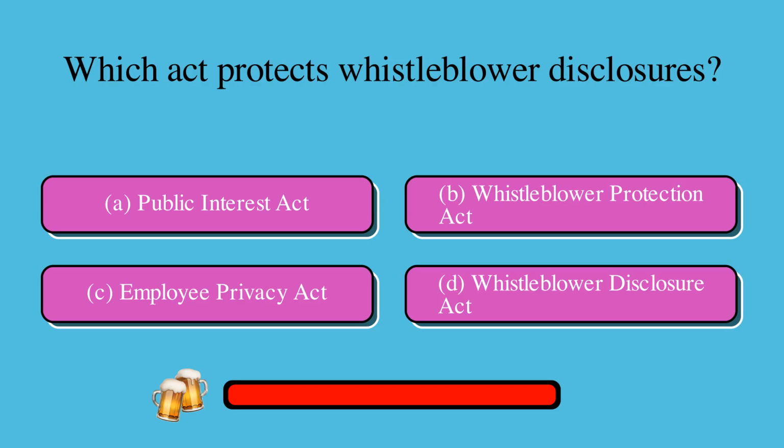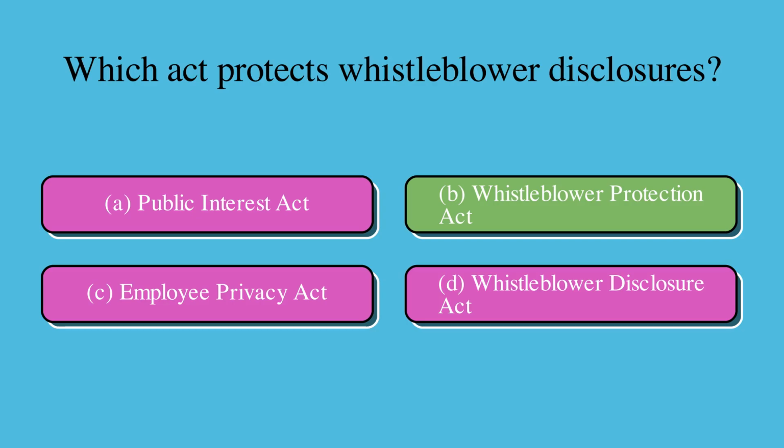Which act protects whistleblower disclosures? Is it A, Public Interest Act, B, Whistleblower Protection Act, C, Employee Privacy Act, or D, Whistleblower Disclosure Act? The correct answer is B, Whistleblower Protection Act.